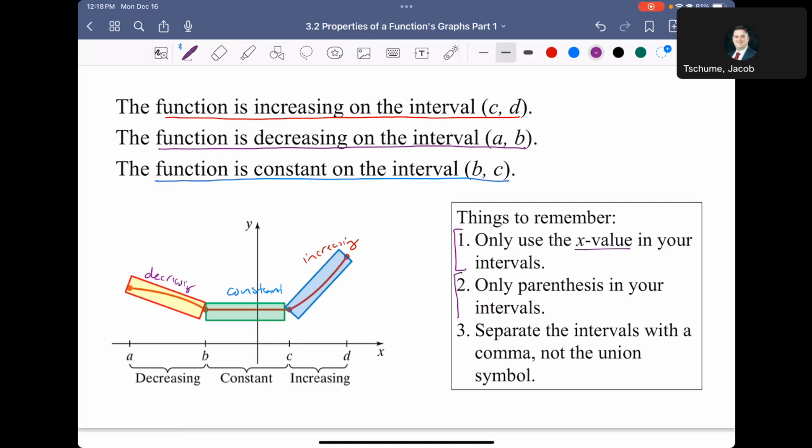Number two, you only use parentheses in your intervals. This is not the same thing as domain and range. We don't care about the closed circles here. With increasing, decreasing, and constant, all you have to do is always put parentheses on your endpoints. And then the other part is make sure you separate the intervals with a comma, not the union symbol. In your homework, typically we use a union symbol if you want to write multiple answers, but with increasing, decreasing, and constant, they want you to just put a comma between all your answers. I'll show you that in just a minute when we do our examples in this video.